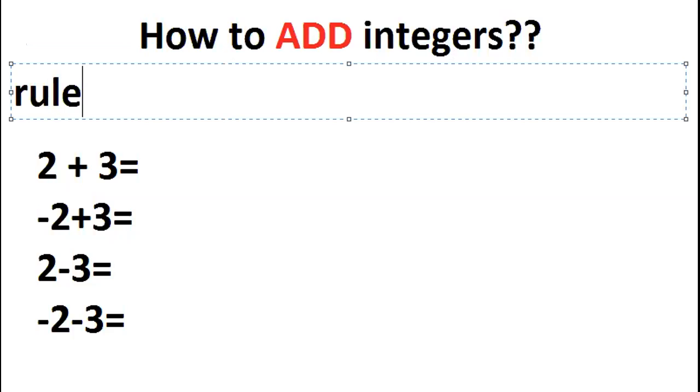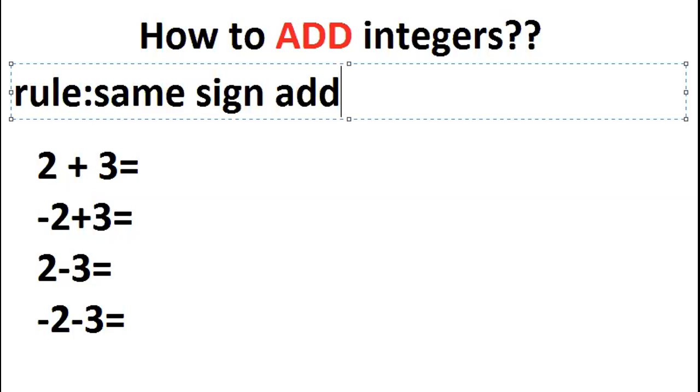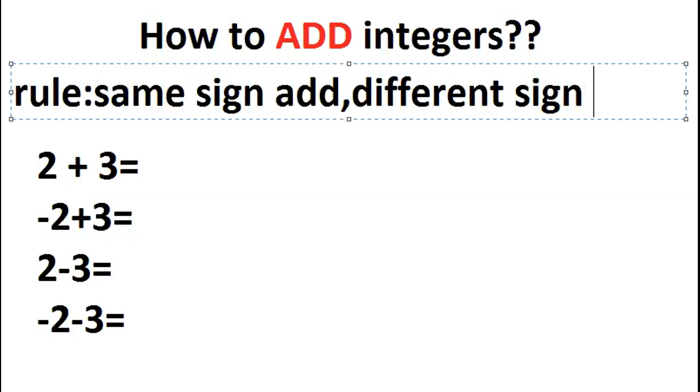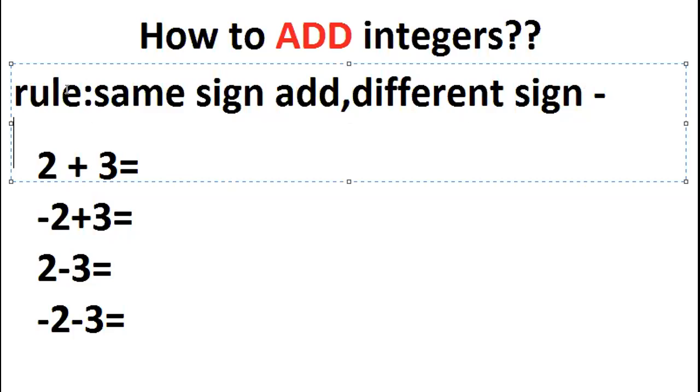So what exactly is the rule? Students, you can write it down in your notebook. The rule is: same sign add, different signs subtract, and give the sign of the greater number.